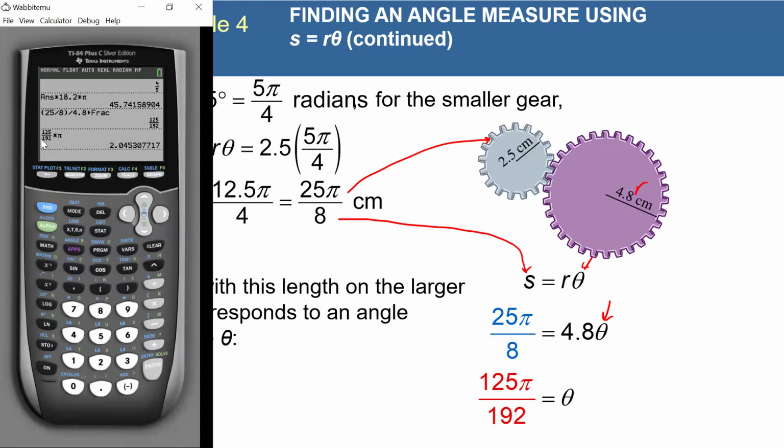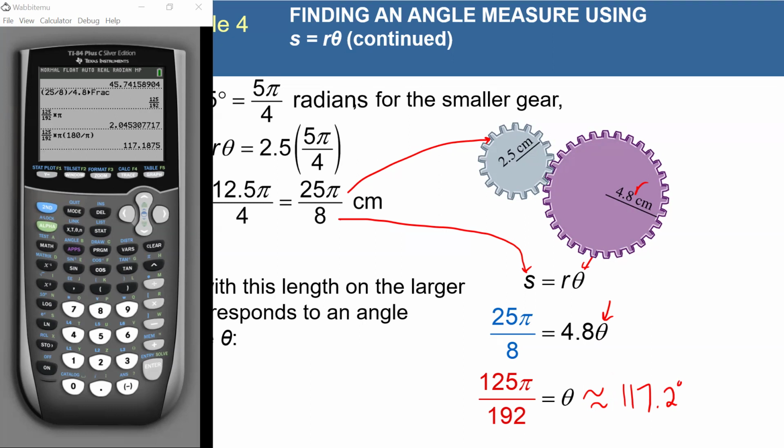I'm going to multiply this times 180 over pi to get my degrees. So approximately, what is the rotation of the big gear? We get 117.2 degrees. So in order for their arc lengths to be the same, the big gear has to be moving at 117.2 degrees.